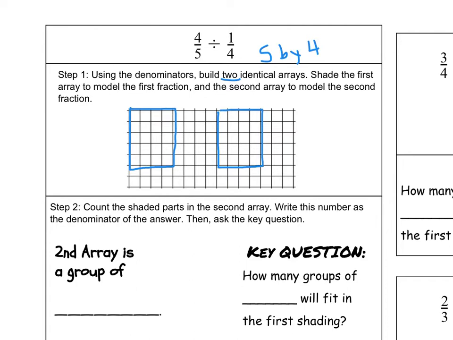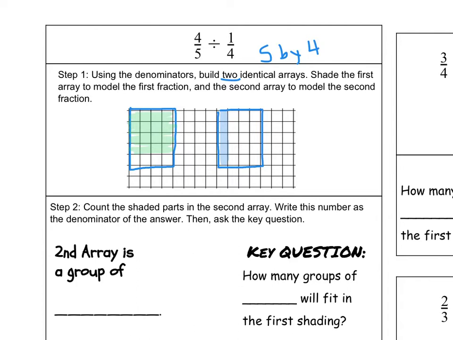And I need to shade 4/5. So I've got 5 rows. I'm going to shade 4 of them. 1, 2, 3, 4. And then my second fraction, I've got 1/4. So I've got 4 columns. I'm going to shade 1 full column. Okay, so all we've done is we've built our arrays and we've shaded.